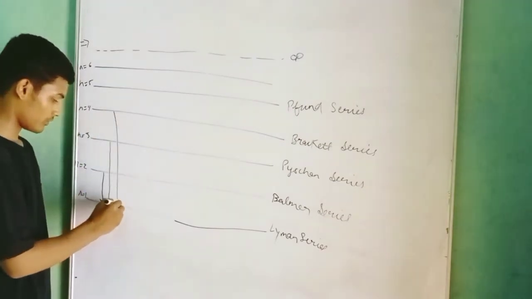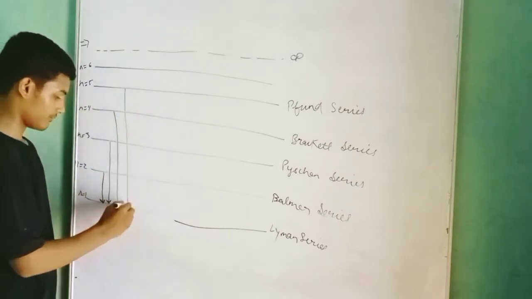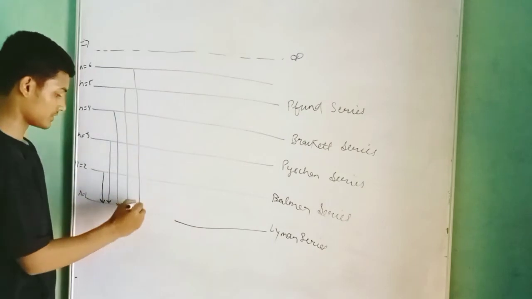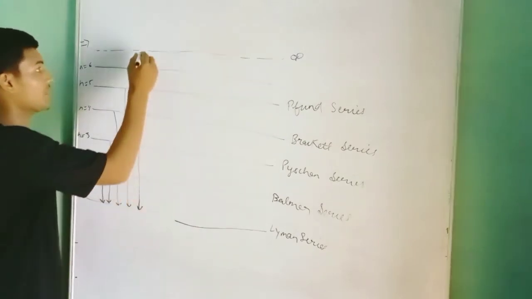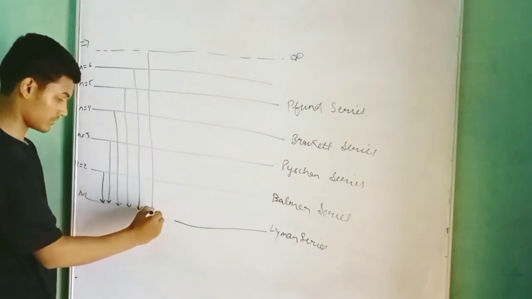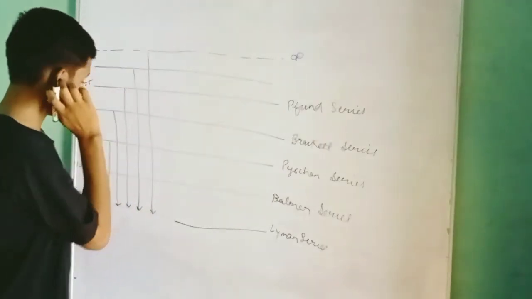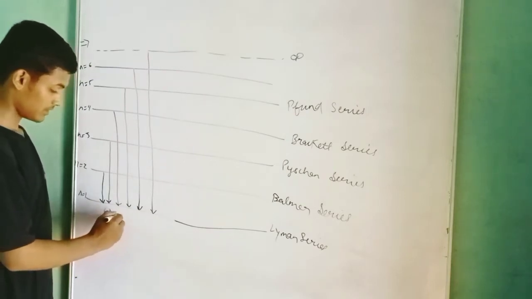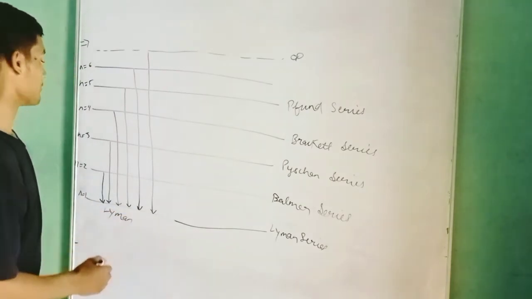When it jumps from 2, 3, 4, 5, 6, and here we take infinite, that is infinite to first. So that is the set of lines for the Lyman series.